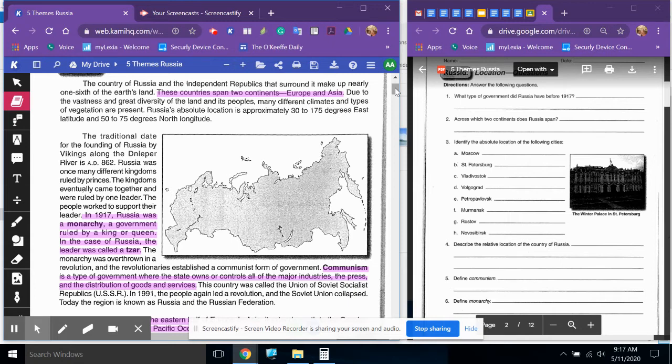Communism is a type of government where the state owns or controls all of the major industries, the press, or the media, and the distribution of goods and services. This country was called the Union of Soviet Socialist Republics, USSR. In 1991, the people again led a revolution and the Soviet Union collapsed. Today, the region is known as Russia and the Russian Federation.